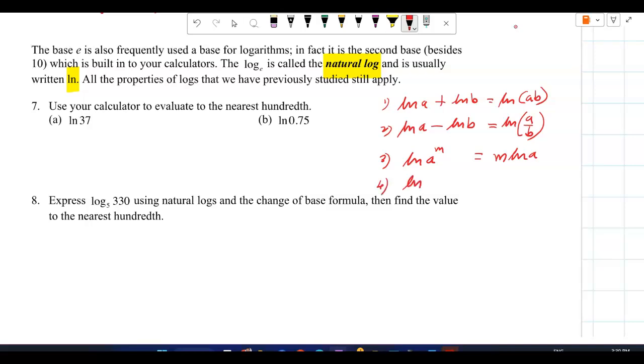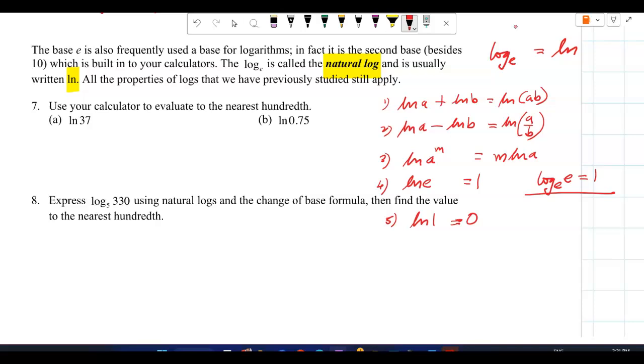Fourth, what will ln e be? It's 1, because ln is log base e, and log e base e is 1. If you write ln, you don't put an e. So ln 1 would be 0, because log 1 to any base is 0. Don't forget.